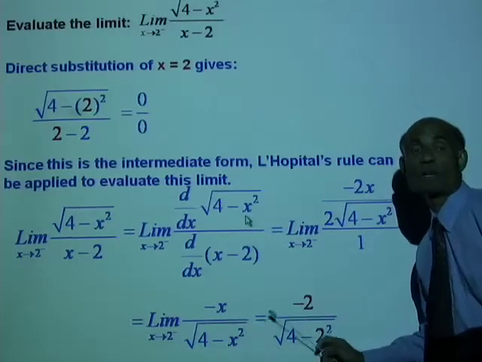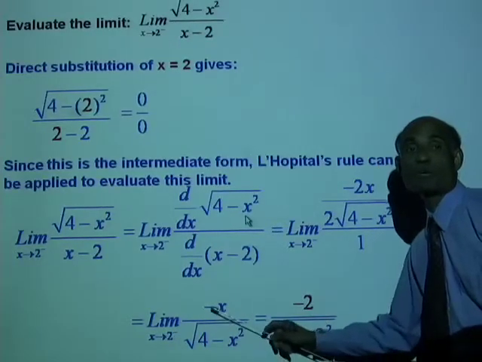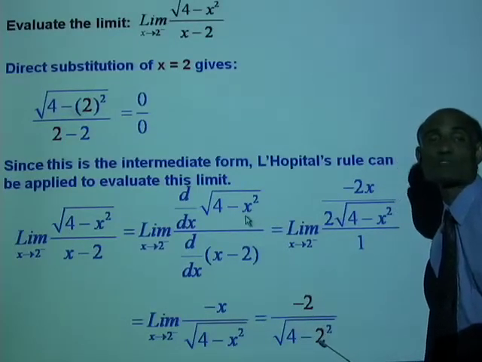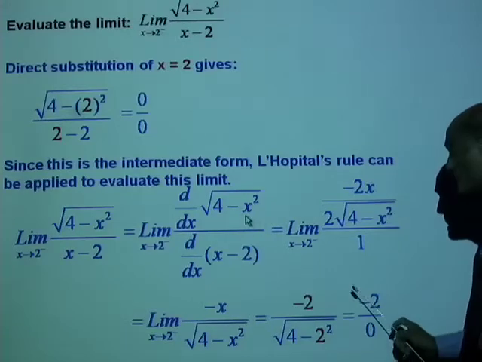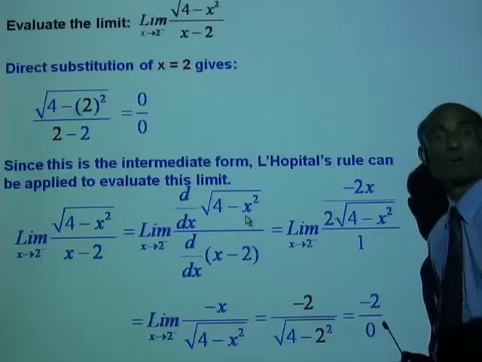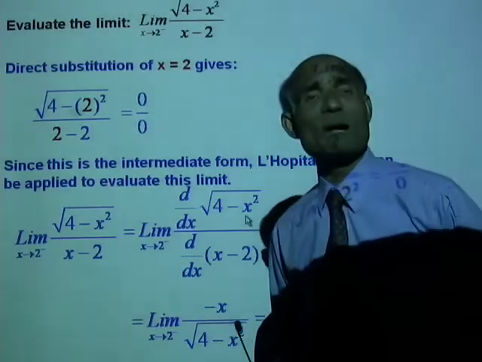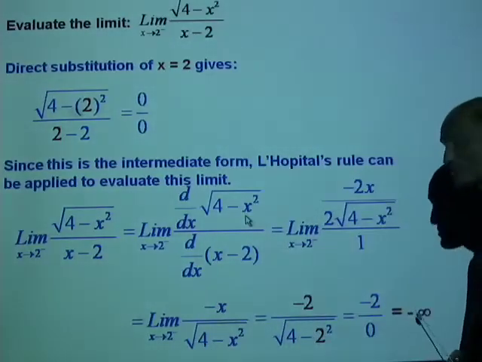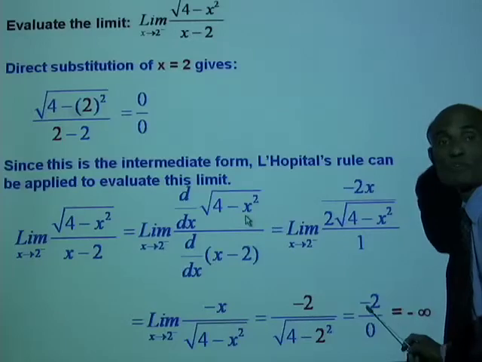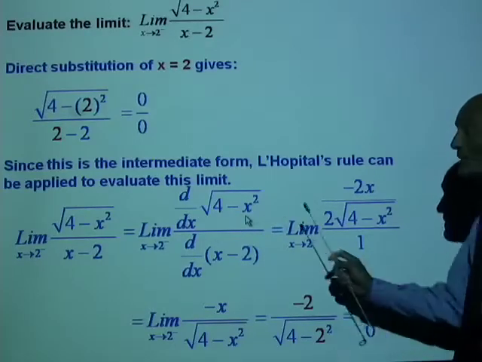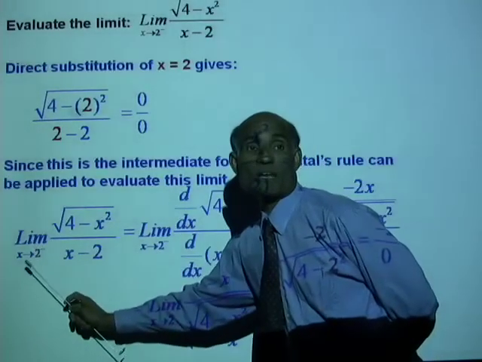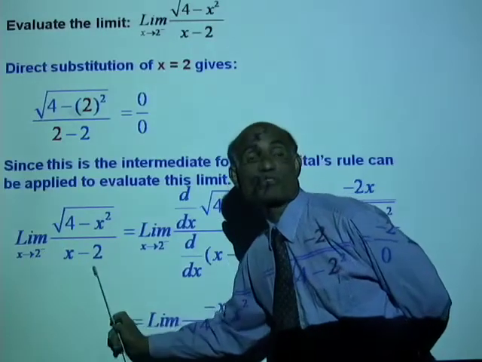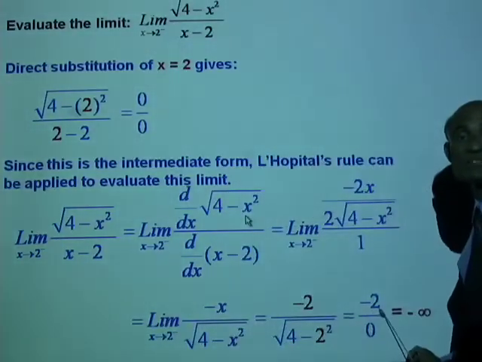Replace x by 2. That will be negative 2 divided by square root of 4 minus 2 squared, which is negative 2 over 0. What is a number divided by 0? A number divided by 0 is infinite. So this will be negative infinity. The limit as x approaches 2 from the left of this quantity is negative infinity.